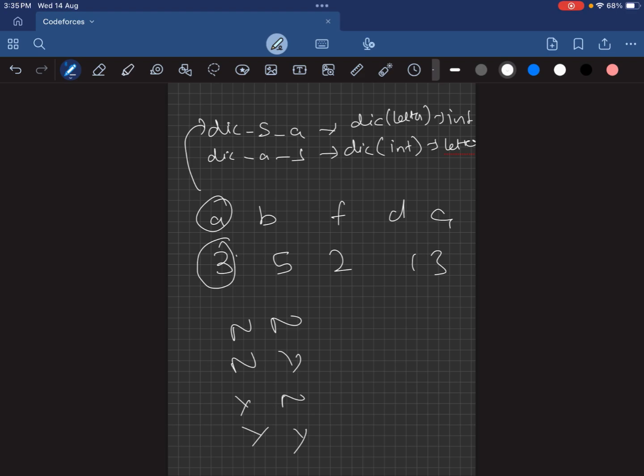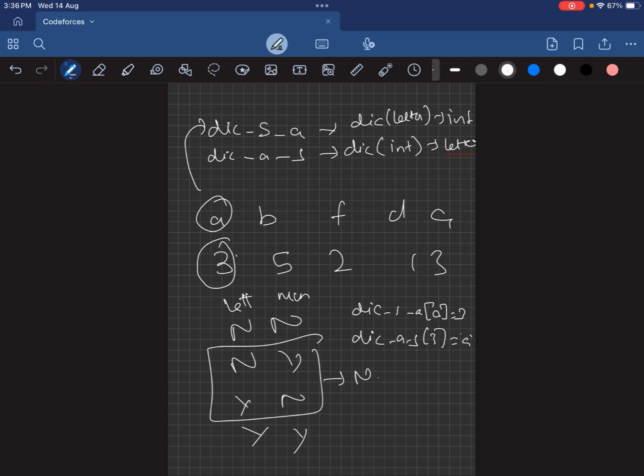If neither the letter nor the number is in the dictionary, we add them to the respective dictionaries, giving them each other's key and value. So in the letter to int dictionary, A will have value 3, and the other way around will have value A. But in the two cases where one is allocated and another is not, we can directly return no.